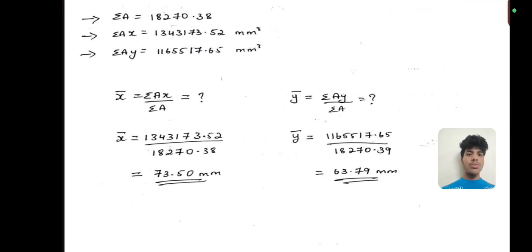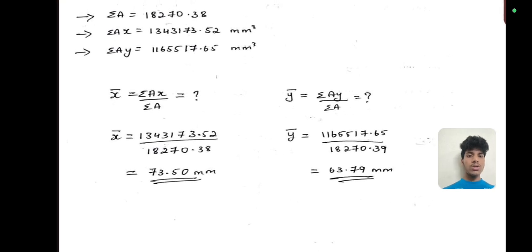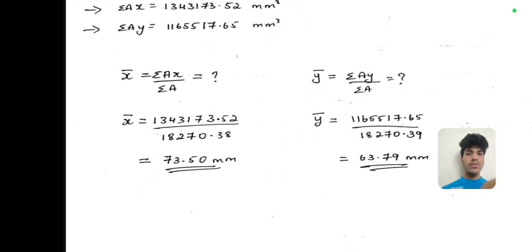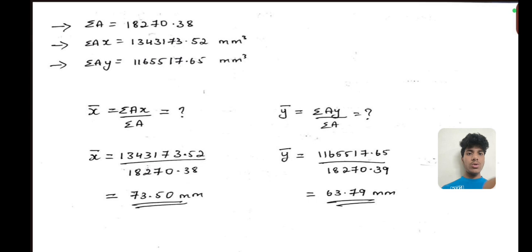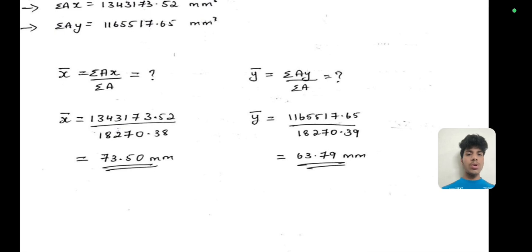So we divide summation A x by summation A first. x bar is equal to summation A x, which is 1343173.52, divided by summation A, which is 18,270.39. After dividing we will get the answer as 73.50 mm. So x bar is equal to 73.50 mm. So we have got the answer for x bar.